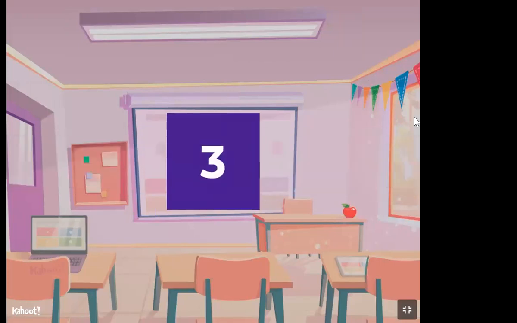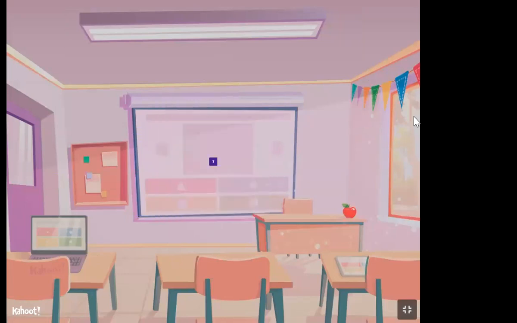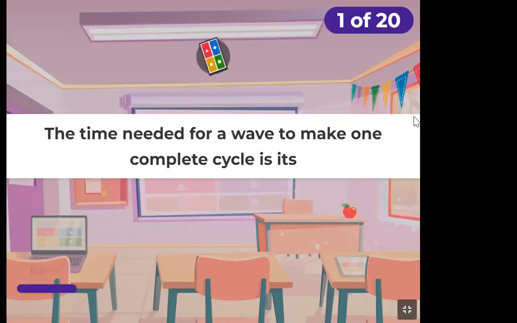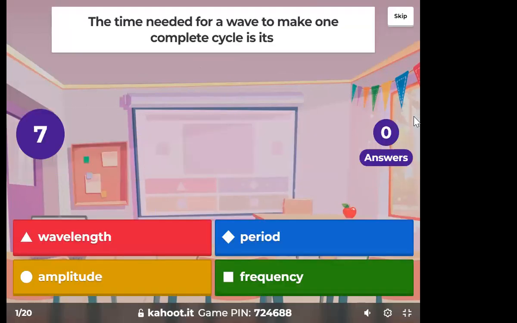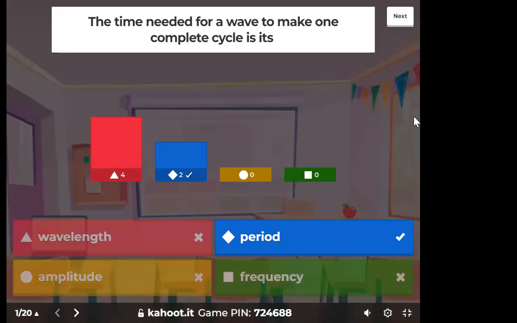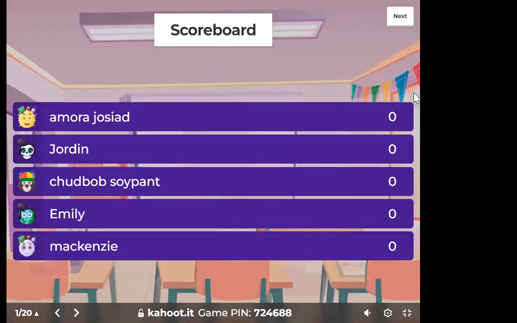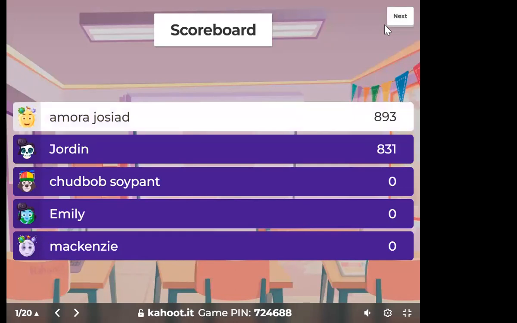Waves. The time needed for a wave to make one complete cycle is the time period. You can measure that in seconds, right? How much time in seconds to oscillate?